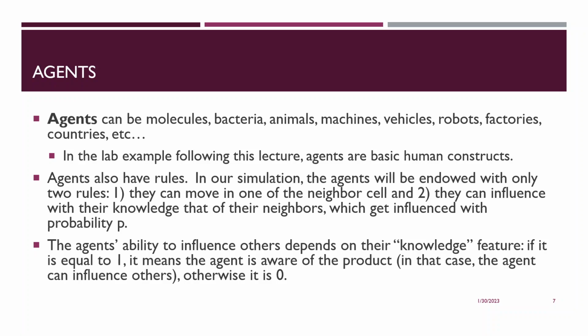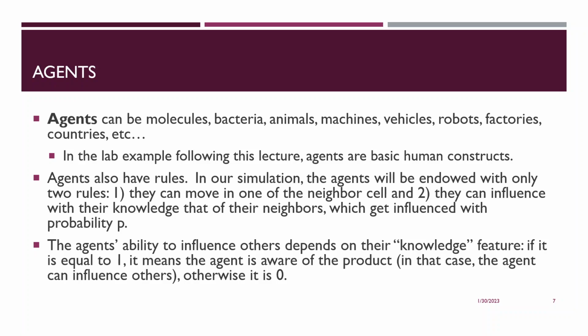Agents can also be planets. The solar system can be an agent because it has an interactivity with its surrounding space. Agent-based models can be whatever you want them to be, as long as there's an interaction between agents, then it can be an agent-based model.